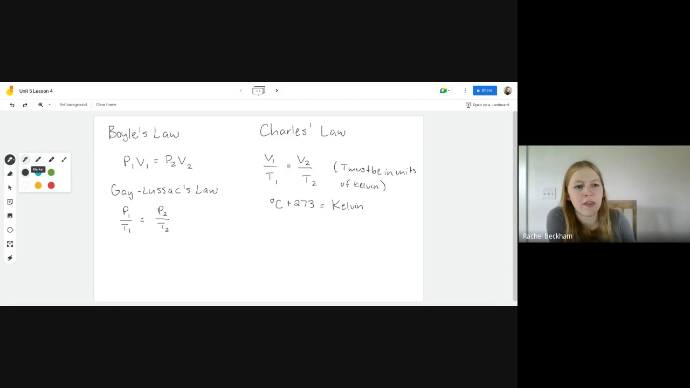So pause the video and write them down so that you can refer back to them and put them on a separate part, because these are your overall equations. And I'm going to add a couple things.